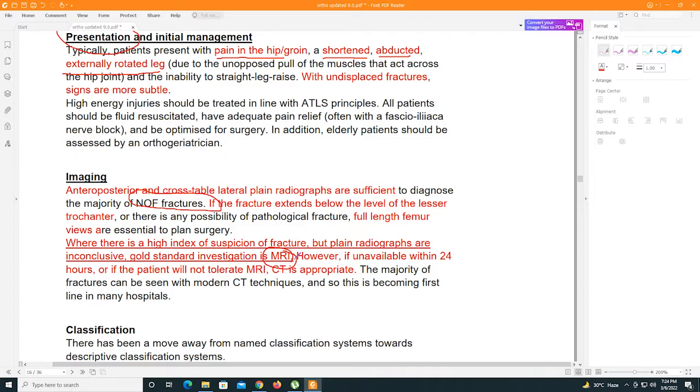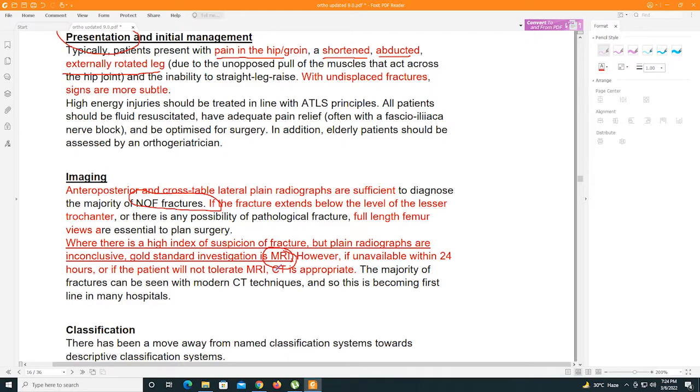But MRI has a very superior ability to diagnose any kind of ischemia of any affected tissue. So using those properties of MRI, we can use MRI to diagnose ischemia of the head of the femur. So you have to remember this: the gold standard investigation is MRI.